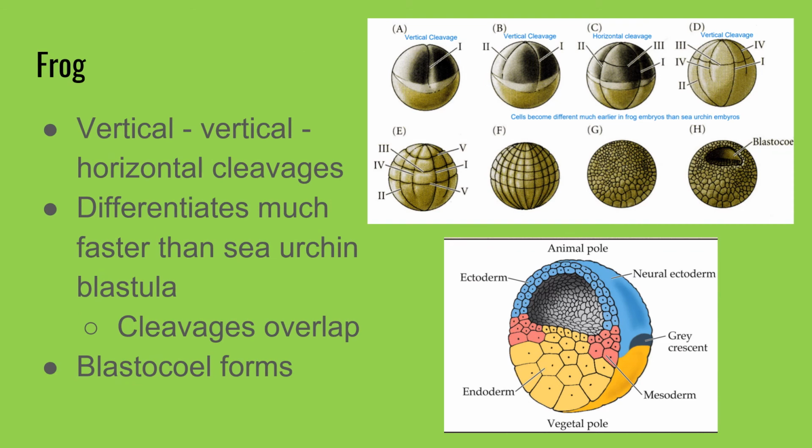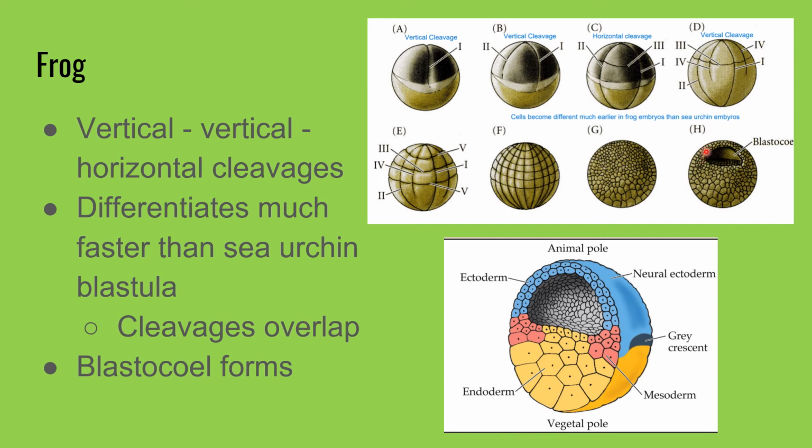So the whole blastulation process for the frog is pretty similar to the sea urchin, just with a few differences. So again, you have your vertical, and then horizontal cleavage. The only thing is, compared to the sea urchin, the cleavages kind of happen simultaneously. They don't wait. With the sea urchin, you have your first cleavage fully happen, then your second cleavage. But here in the frog, your first cleavage is going to happen, but then before that one's even done, your second cleavage is going to happen, and so that's why it can differentiate a lot faster.